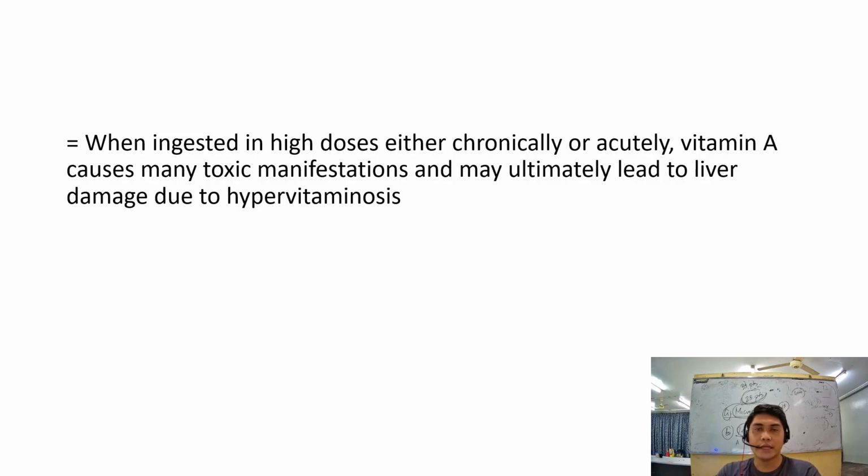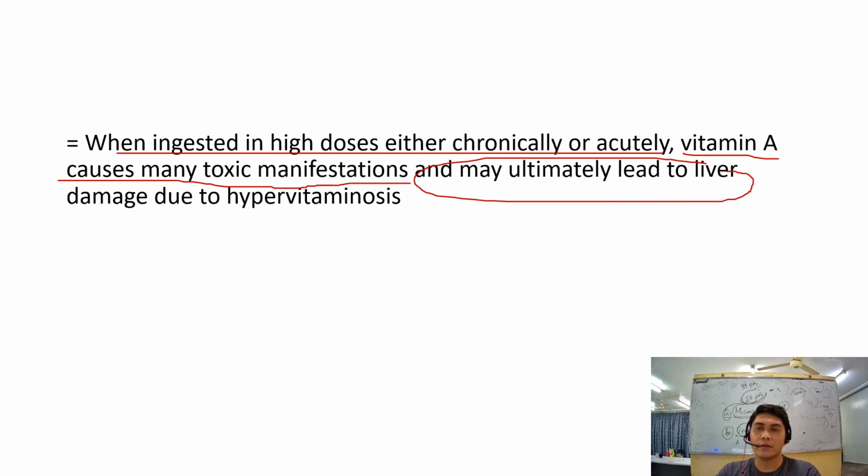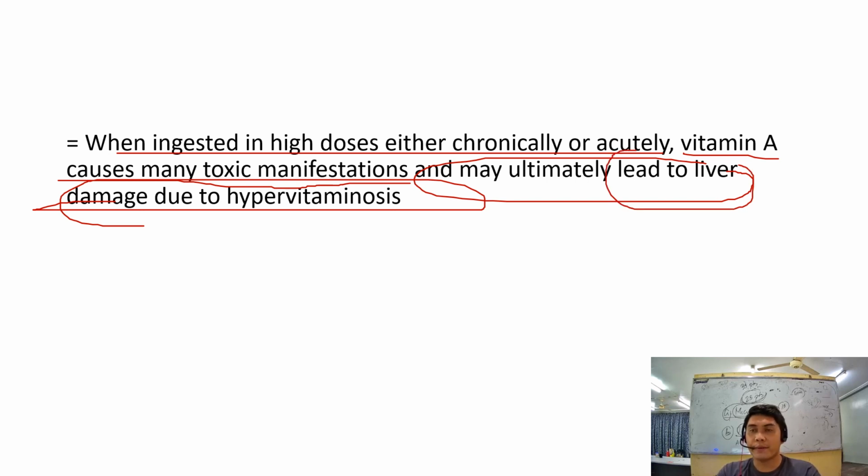Next, when ingested in high doses, either chronically or acutely, vitamin A causes many toxic manifestations, and it may ultimately lead to liver damage due to hypervitaminosis A. Usually, if there's hypervitaminosis A, it can cause liver problems because it will deposit in the liver. So that's the problem with vitamin A. There's a possibility of accumulation of vitamin A if there's excess intake, because it's not easily excreted.